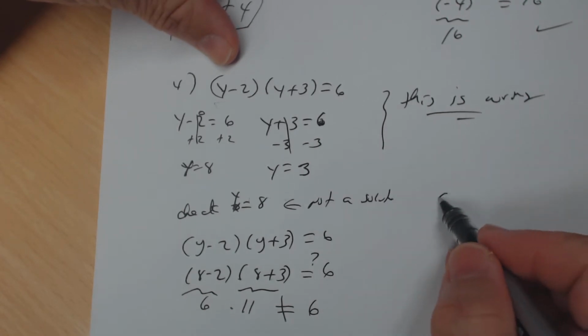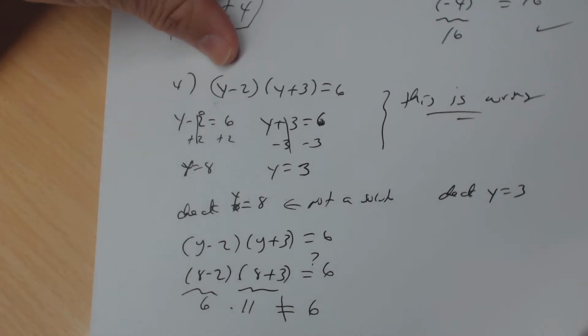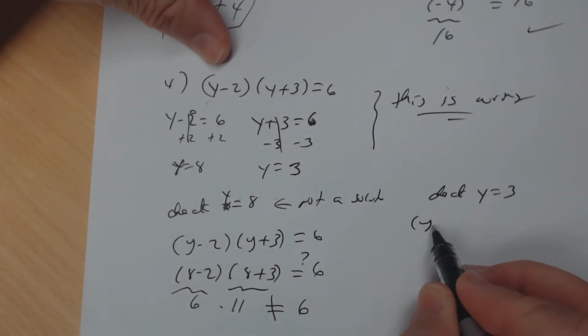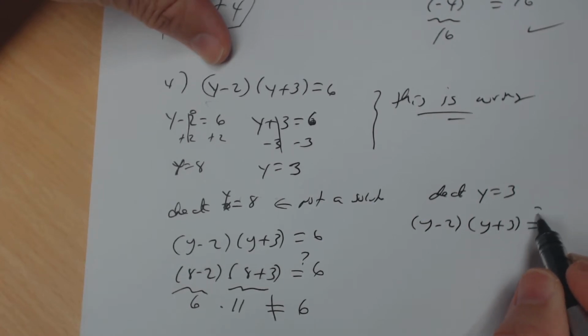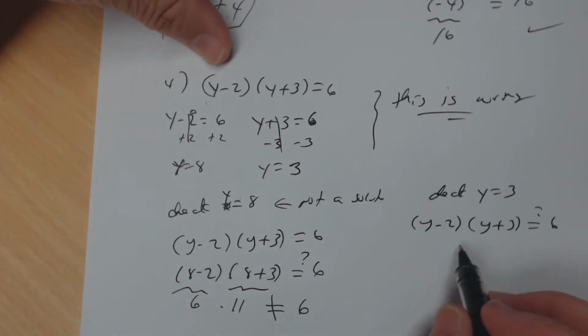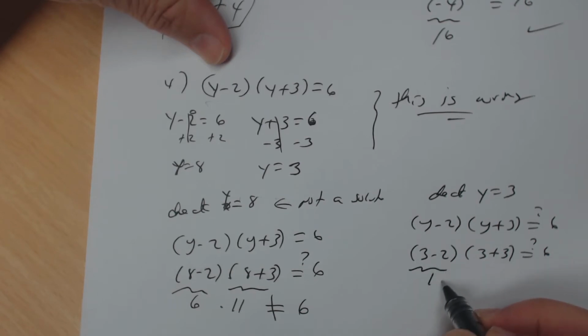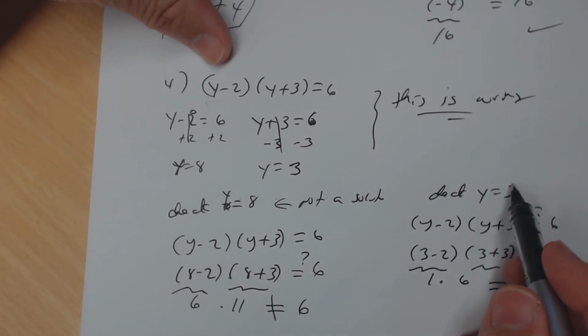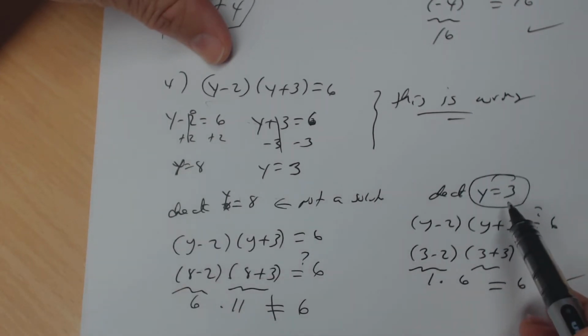So if I check y equals 3, let's see what happens. Back to the original: y minus 2 times y plus 3, and I want to see if that equals 6. Well, if y is 3, I get 3 minus 2 times 3 plus 3. 3 minus 2 is 1. 3 plus 3 is 6. And that does equal 6. So the solution is 3, that you would say.